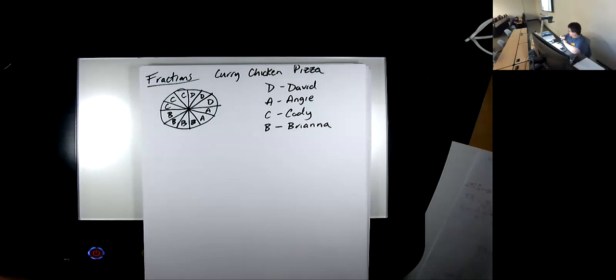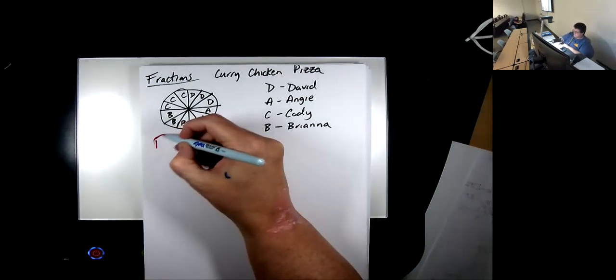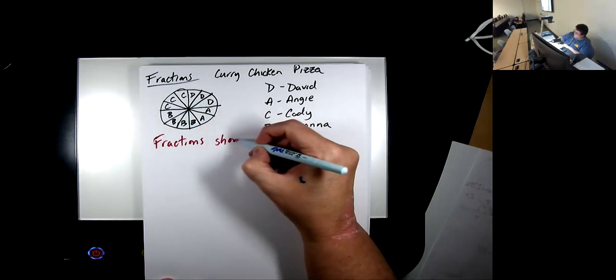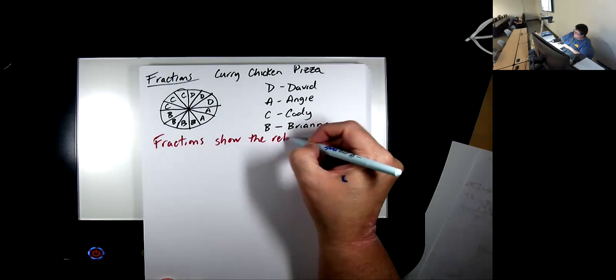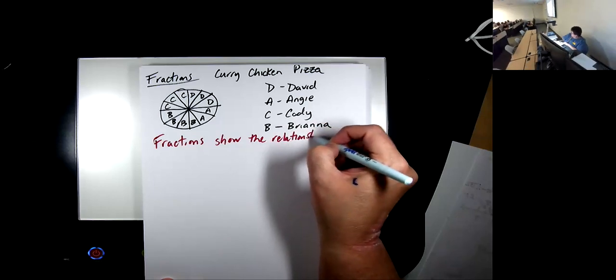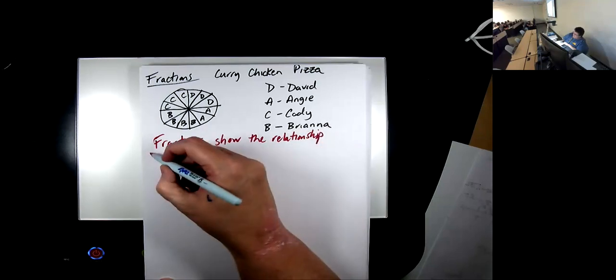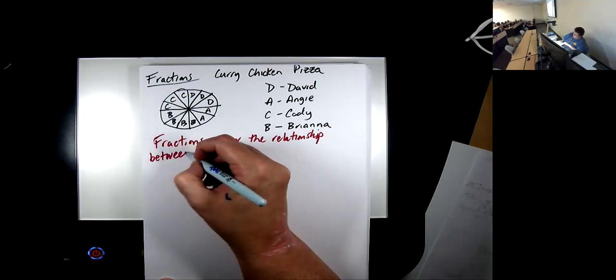So the way we write fractions, fractions show the relationship between a partial amount and the whole.